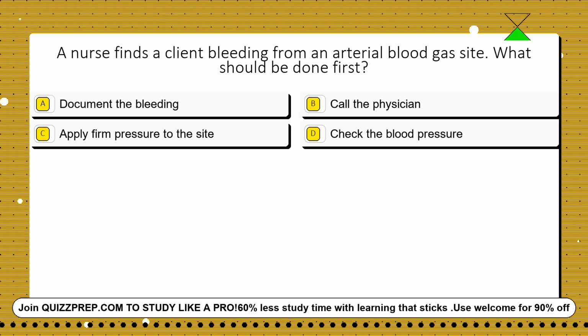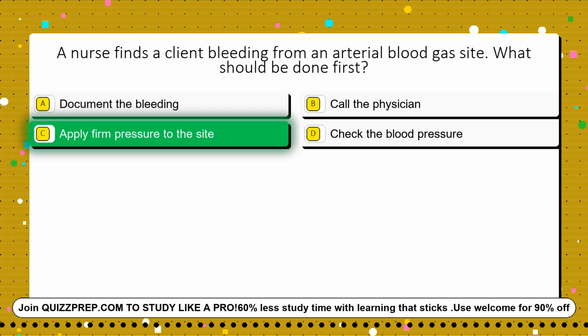Question 72. A nurse finds a client bleeding from an arterial blood gas site. What should be done first? Option A, document the bleeding. Option B, call the physician. Option C, apply firm pressure to the site. Option D, check the blood pressure.